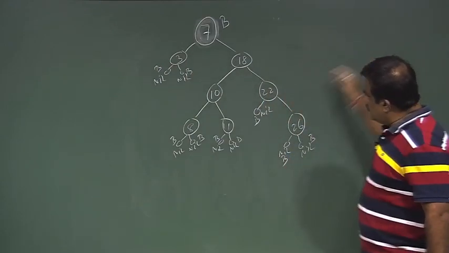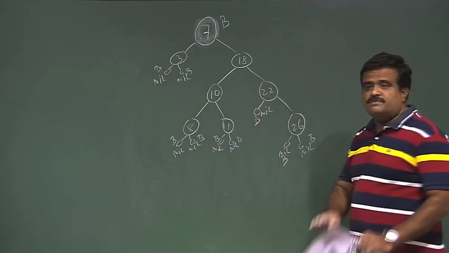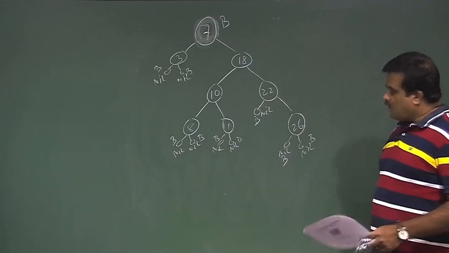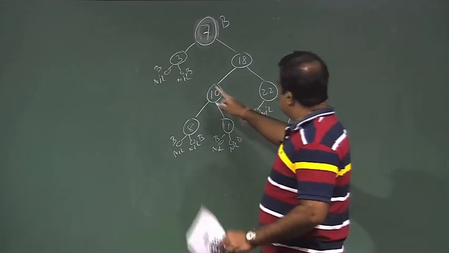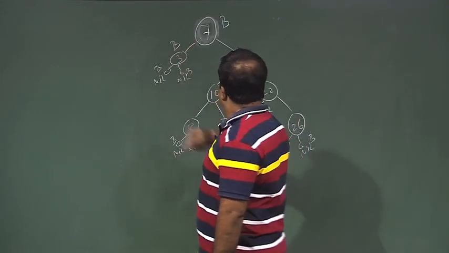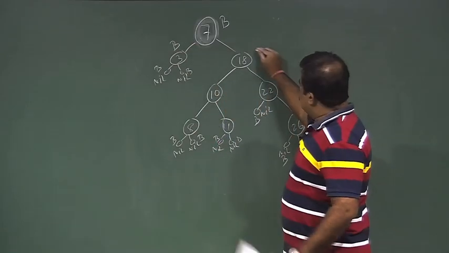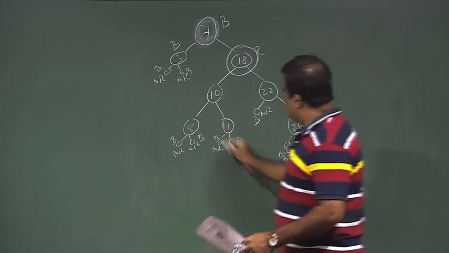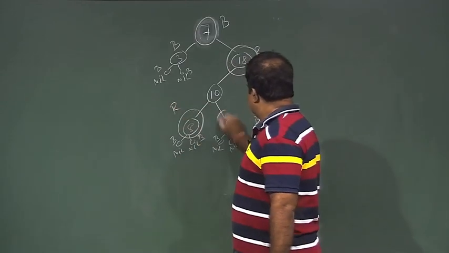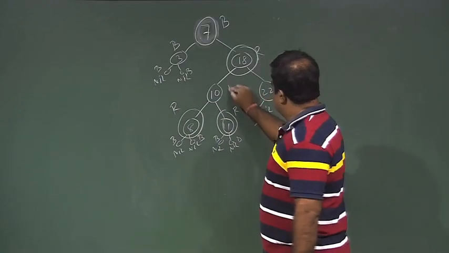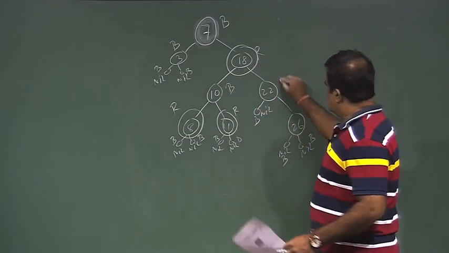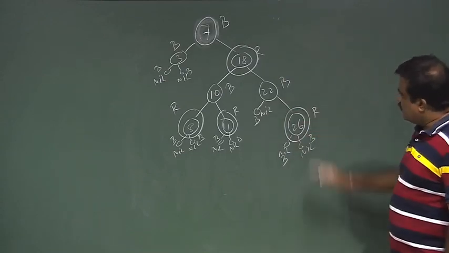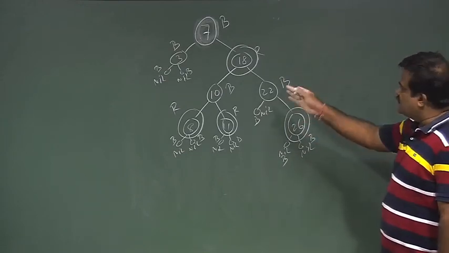Now, we need to give the color of these nodes, so that we satisfy those 6 properties. So, which color do we give to this node? We can give this node black, and this node red, and maybe this node red, this node red, this is black, this is also black, and this is red. We can just suppose we assign these colors.